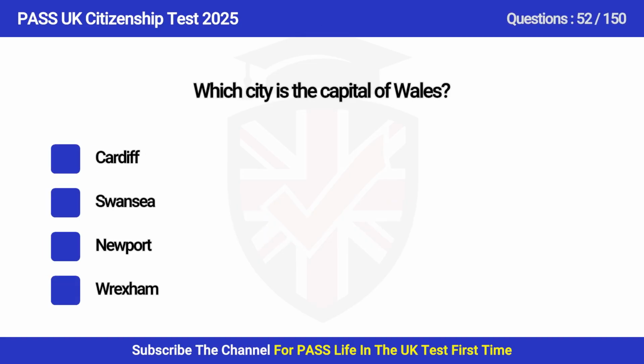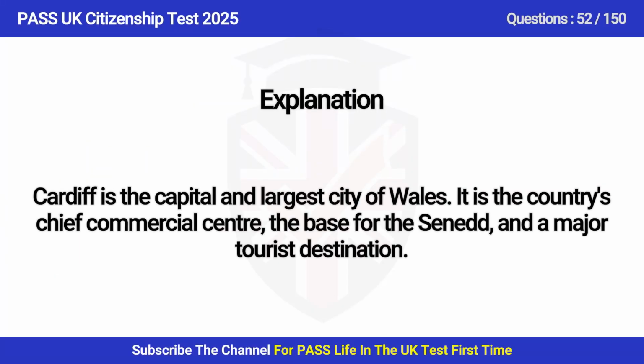Question 52. Which city is the capital of Wales? A. Cardiff, B. Swansea, C. Newport, D. Wrexham. Answer is A. Cardiff. Cardiff is the capital and largest city of Wales. It is the country's chief commercial centre, the base for the Senedd, and a major tourist destination.